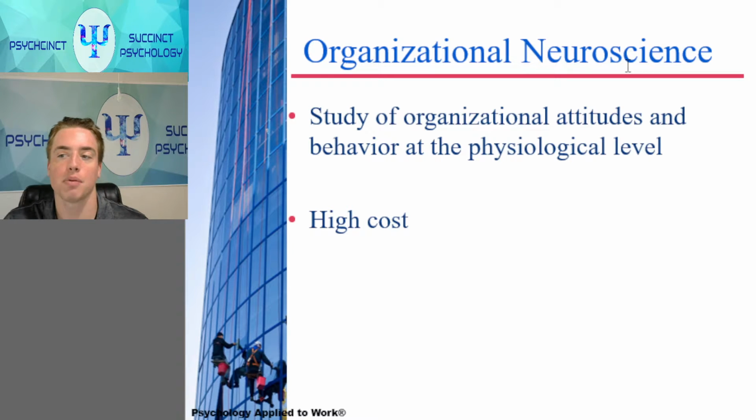Now, the problem with organizational neuroscience is that it's really expensive. For example, just one MRI machine costs around $1 million, and each brain scan costs $3,000. That's obviously a lot of money, and it makes it not very practical because it's so much more expensive than other research methods.